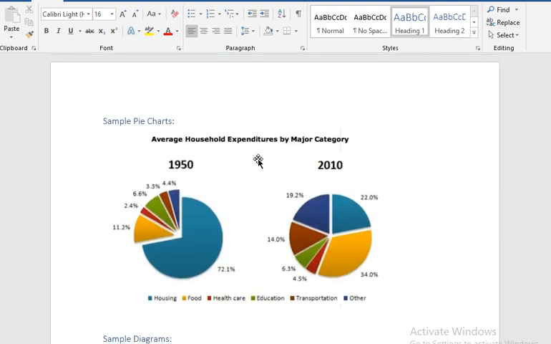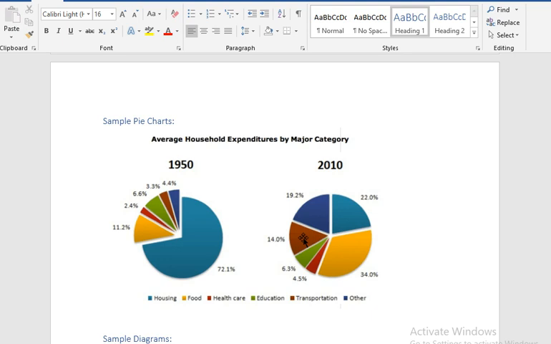Average household expenditures by major category. In 2020, we have 22% of housing, and in 1950 we had 72%. So this is the most prominent change. There is maybe more than 50% decline in housing. And if you talk about transportation, in 1950 we were just spending 4.4% on transportation, but in 2010 we are spending 14%, so it increases by 10%. So this is a very good comparable graph. You can compare many things.